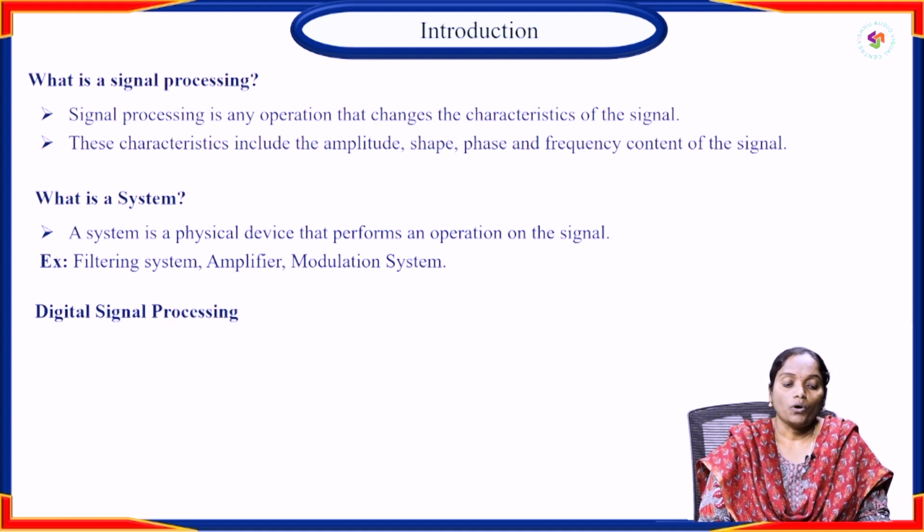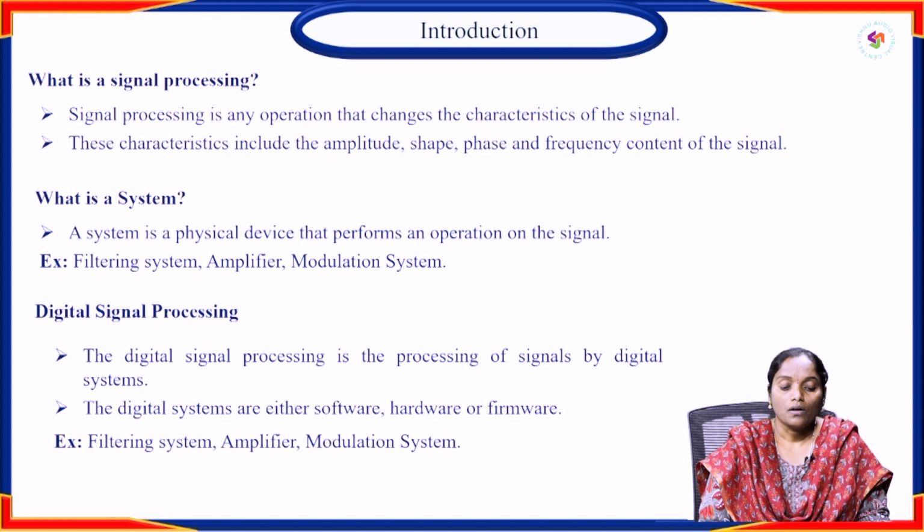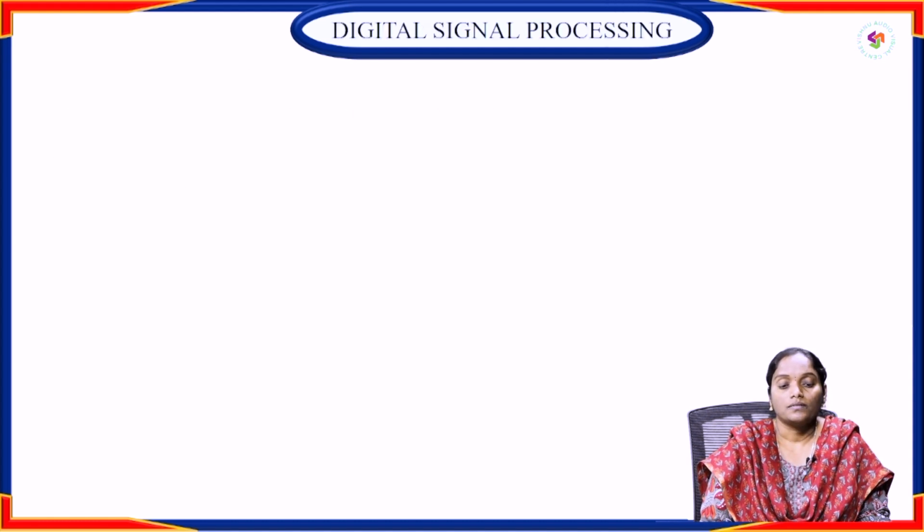Now what is digital signal processing? Till now we have seen signal processing, system and digital also. Now altogether, what is digital signal processing? Digital signal processing is the processing of signals by digital systems. That digital system may be either hardware, software or firmware. The examples of digital processing systems are filtering systems, amplifier systems and modulation systems.